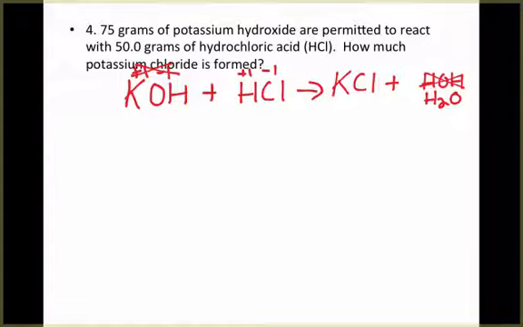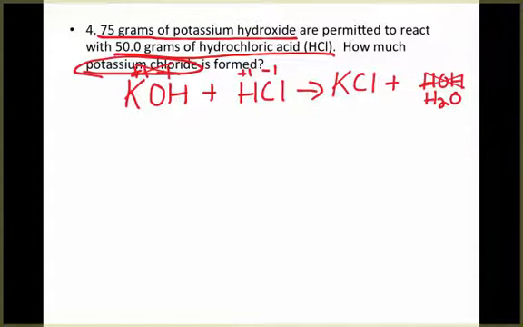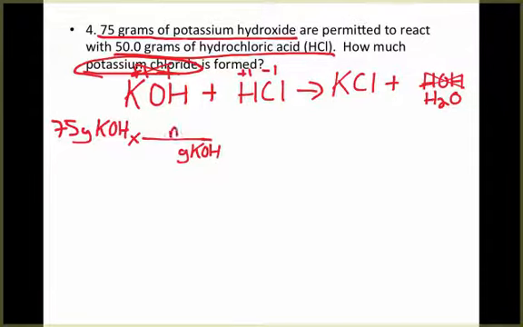So let's look at what our question is. 75 grams of potassium hydroxide, well, that's a given. And 50 grams of hydrochloric acid, that's a given. The question is asking for potassium chloride. Let's solve. Start with what you know. Again, guys, I can only do this so much, but the process is exactly the same. You go through it over and over again. Starts kind of making sense.